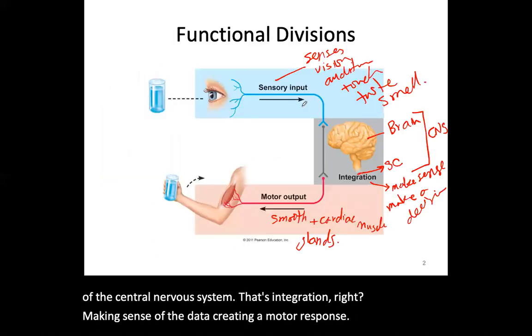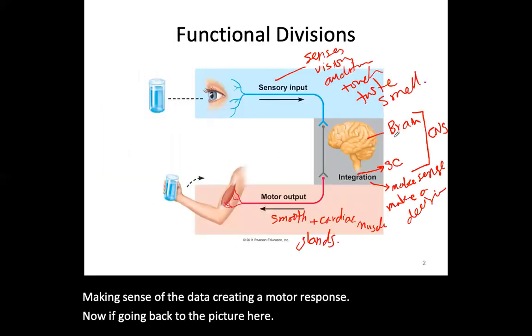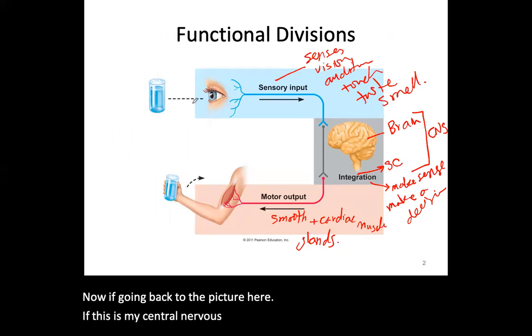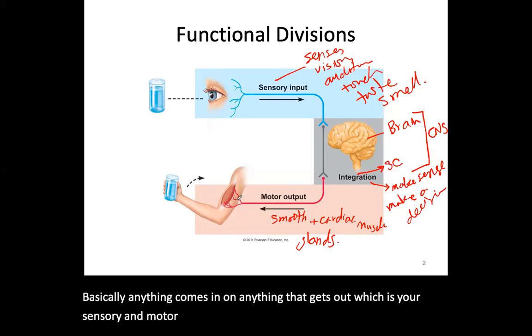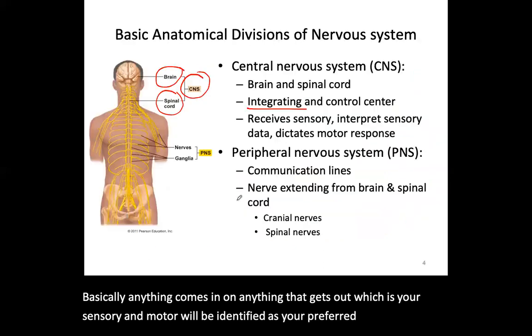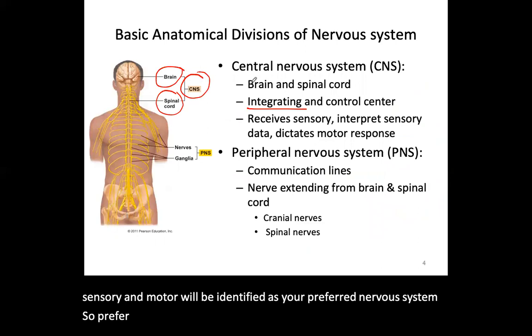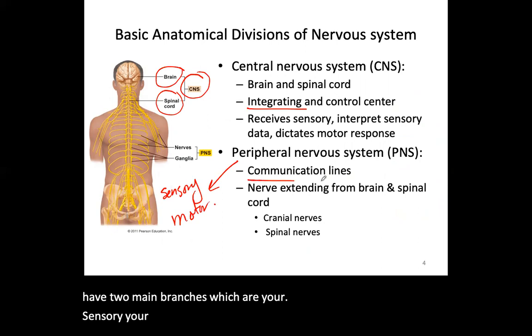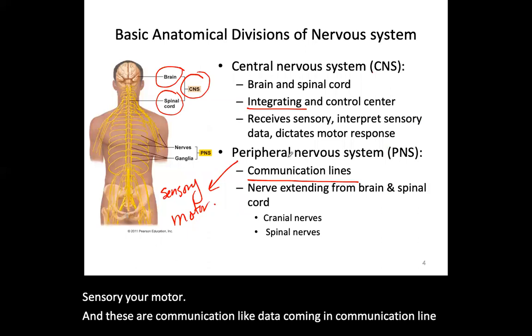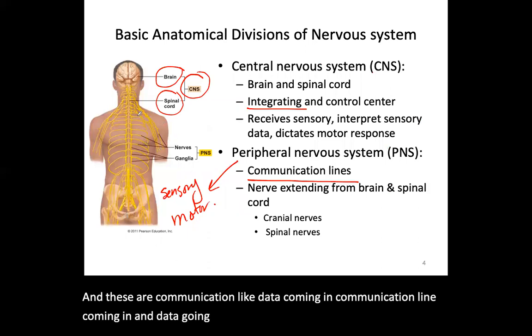Now, going back to the picture here, if this is my central nervous system, anything that comes in and anything that gets out, which is your sensory and motor, will be identified as your peripheral nervous system. So the peripheral nervous system is the communication line. And again, it will have two main branches, which are your sensory and your motor. These are communication lines, data coming in as sensory, and data going out as motor.